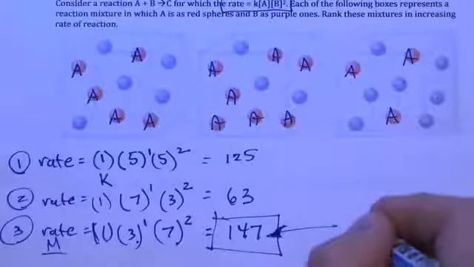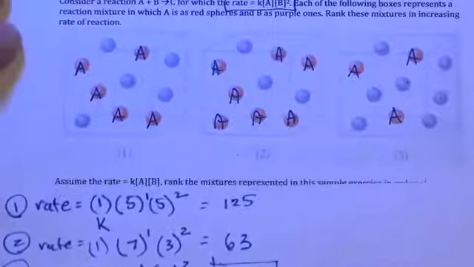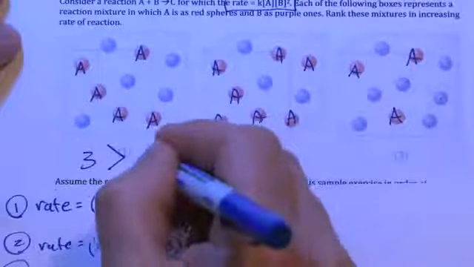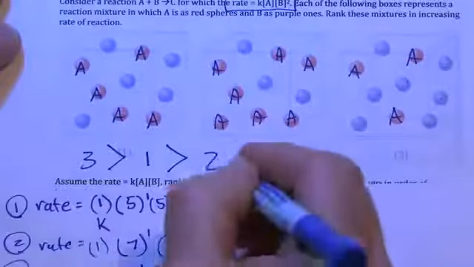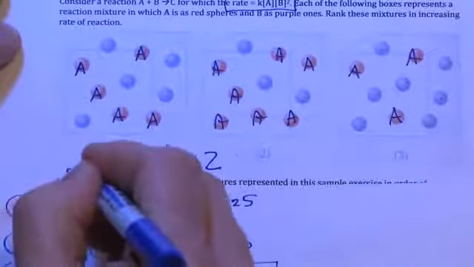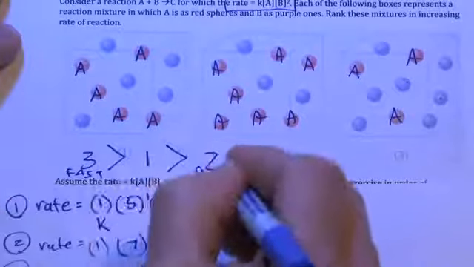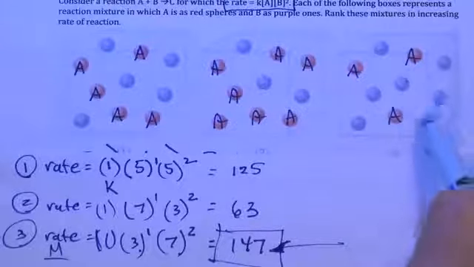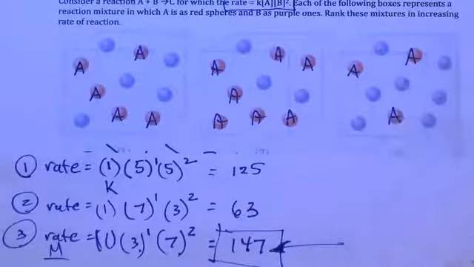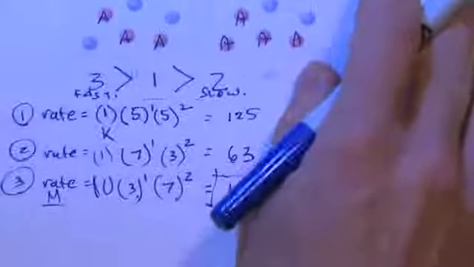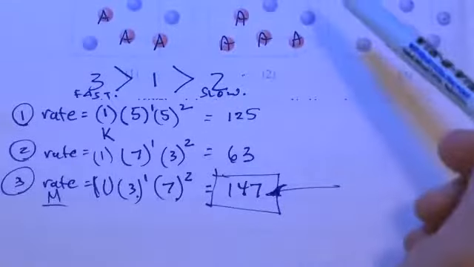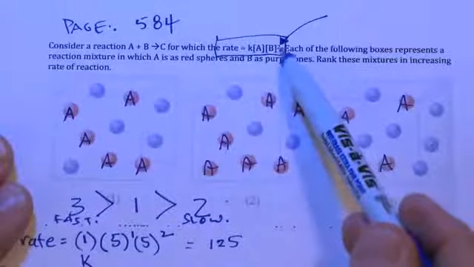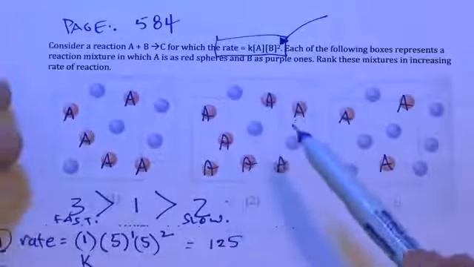So if we rank them, we say that box 3 is the highest. And then box 1, of course, is the second highest. And then box 2 would be the slowest. So from fastest to slowest, we can see that the one that has the most concentration of B's turns out to be the one that reacts the quickest, which kind of makes sense, because this one is squared in the rate expression, or in the rate equation.